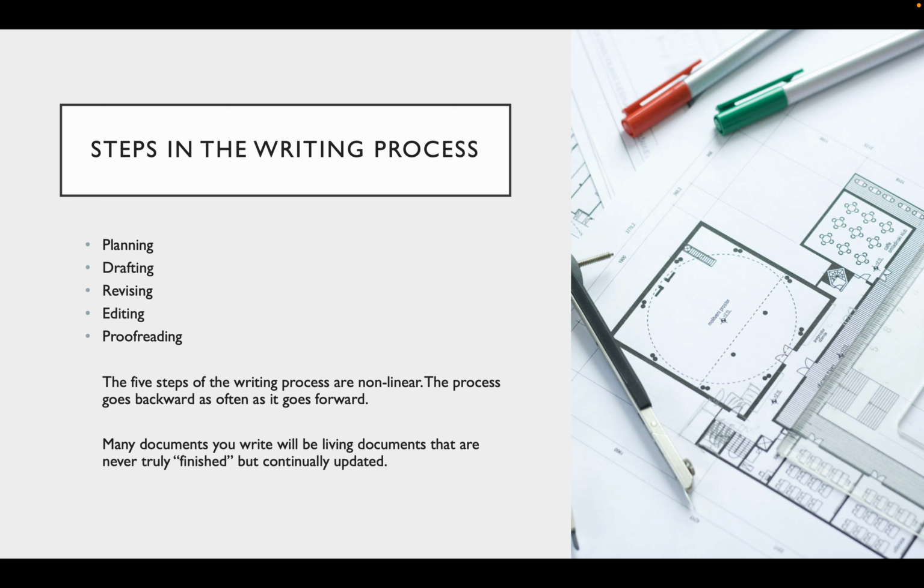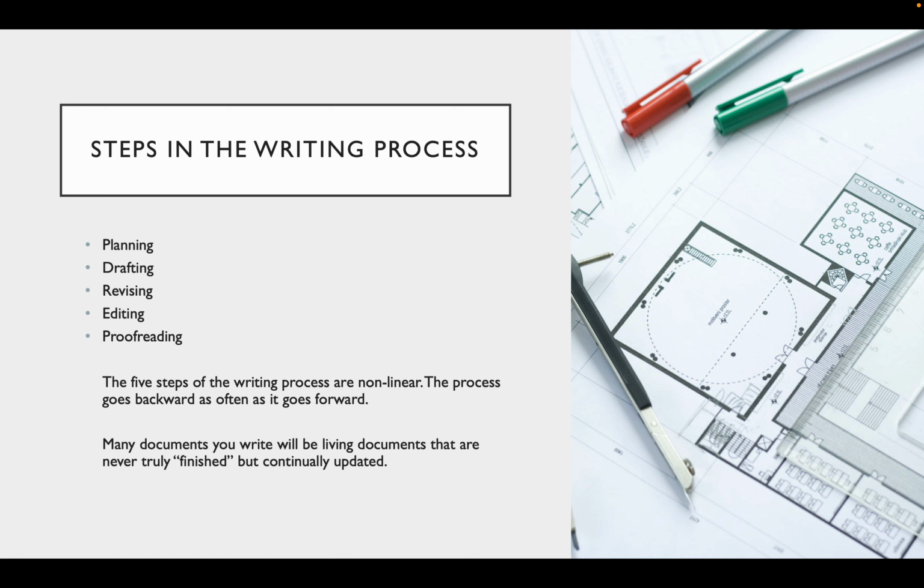This is going to be pretty similar to the steps in the academic writing process, but it is slightly different. So the steps are going to include planning, drafting, revising, editing, and proofreading. Now, I do want to mention that these 5 steps of the writing process are not linear. A lot of times this process goes backwards, forwards, left, and right.